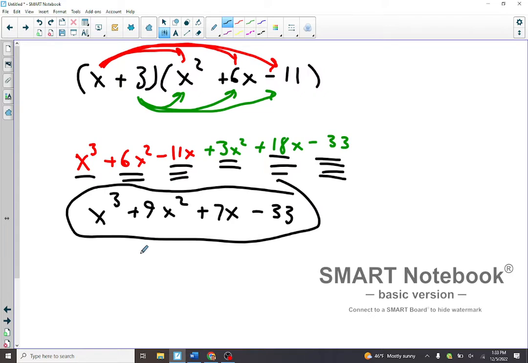Okay. So that's the first half of the test. That's all the multiplying and simplifying, we'll call it. The second part of the test is factoring. So that's the reverse. Sorry, you have a question?